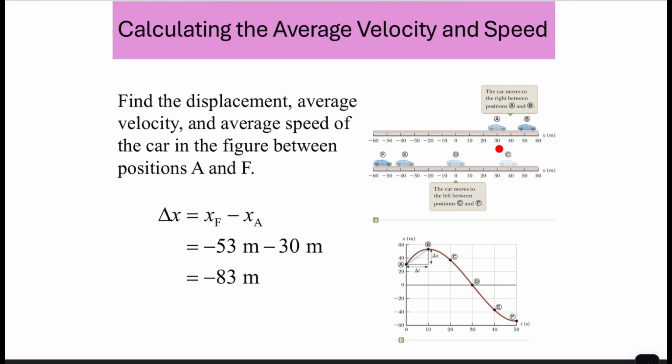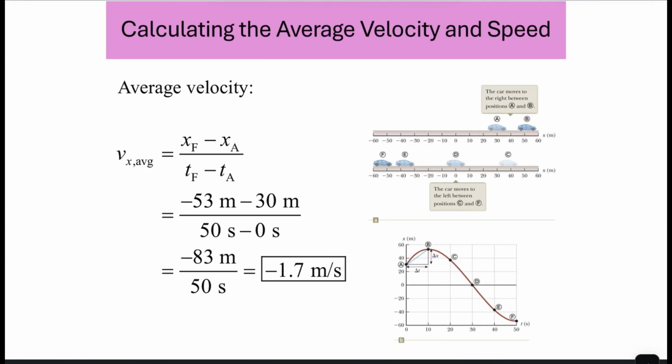the position of the car is 30, and for point F, the position of the car is negative 53. So if we're talking about delta x, it must be x final, negative 53, minus the x initial, which is 30. That is how we have the displacement equivalent to negative 83 meters. What does that mean by negative? It means to the left, because the car is reversing to the back.